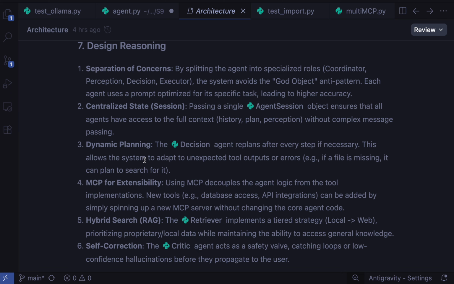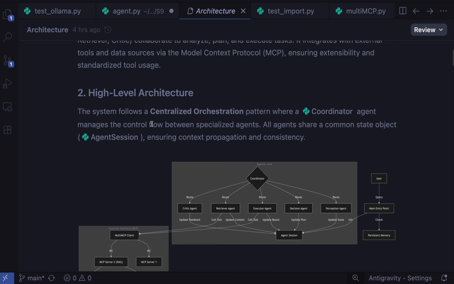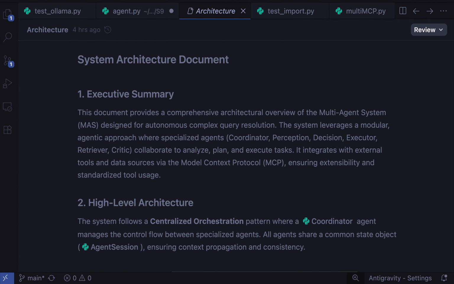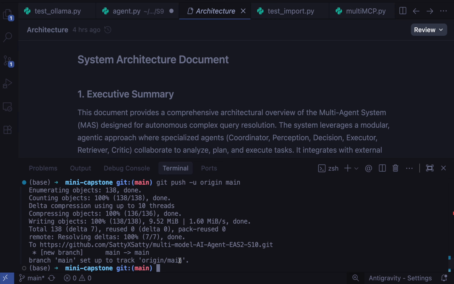You have an MCP for extension. If you have more such tools which the LLM doesn't handle, you can always integrate them. Right now I have 2. Then you have RAG, and then you have self-correction, which is the critic agent. So this is overall the whole architecture. Let me run this, and then probably we can see how exactly it is working.